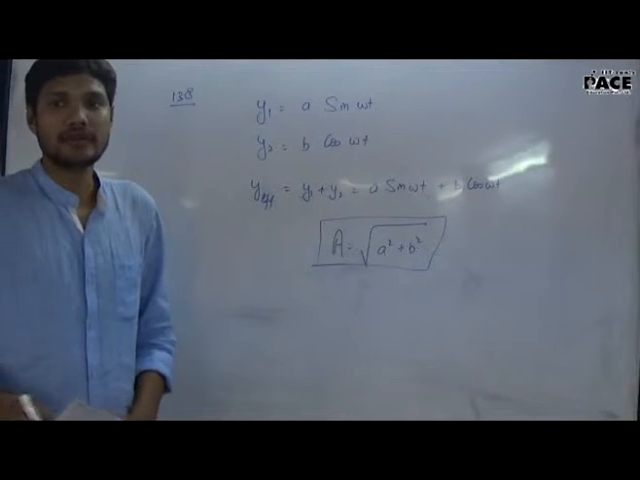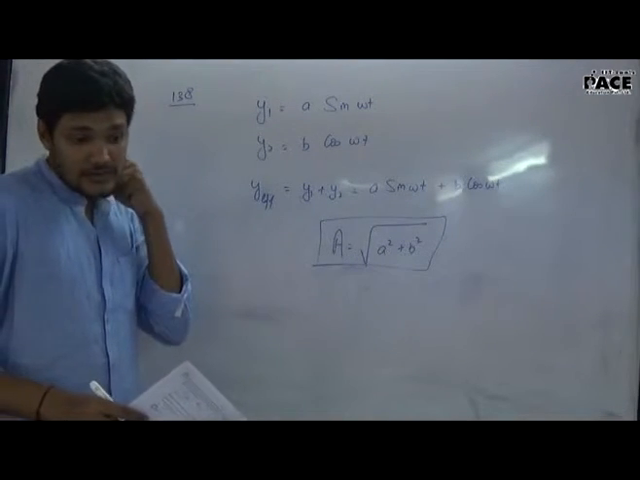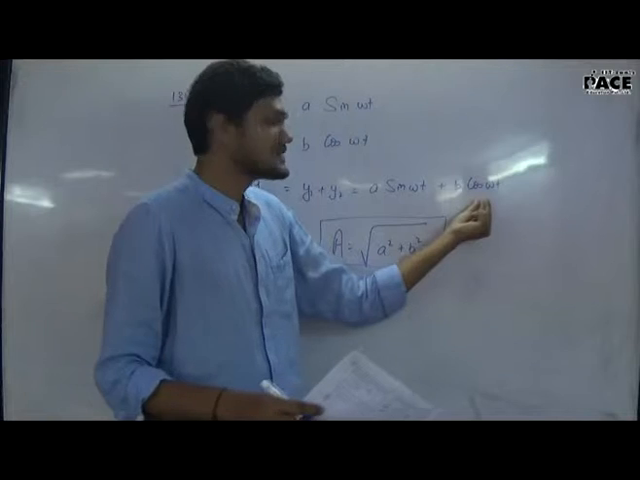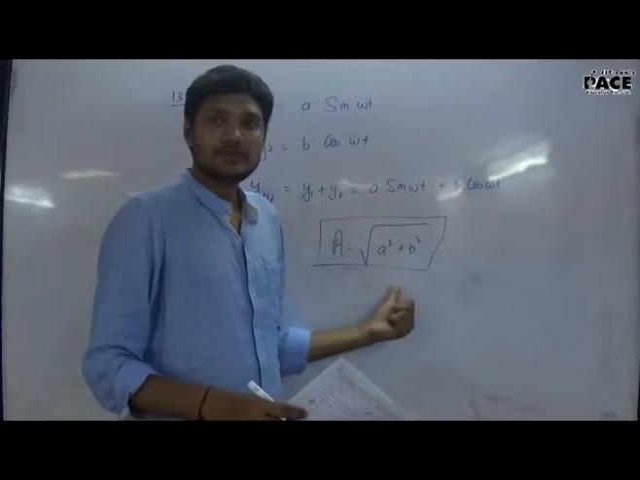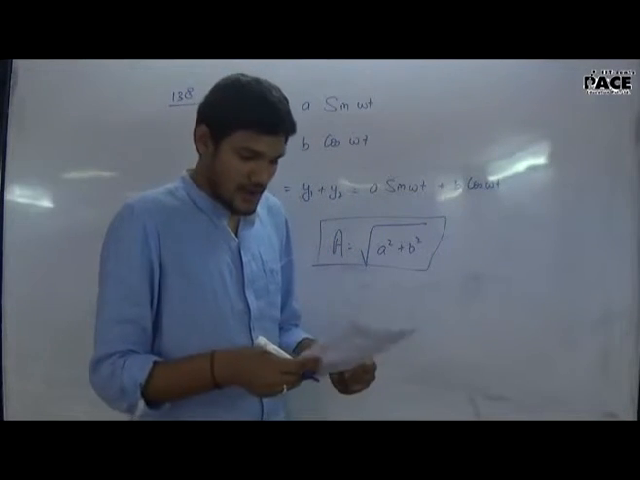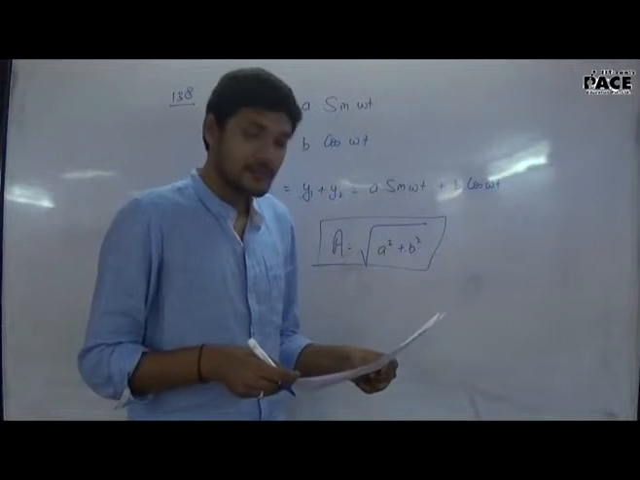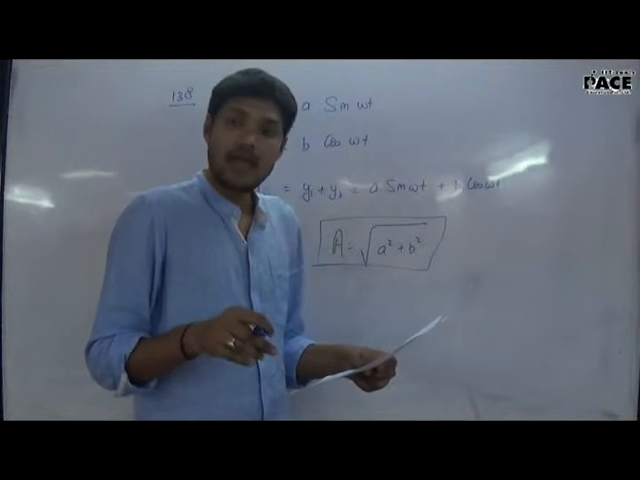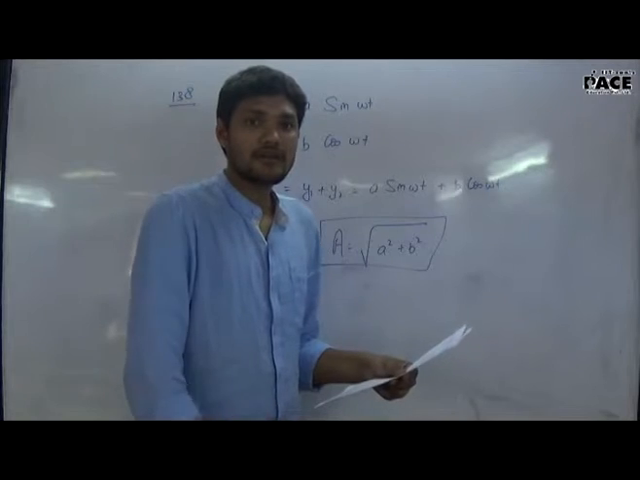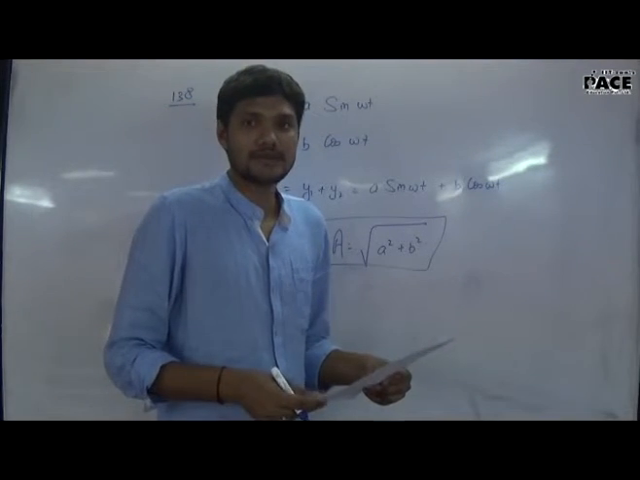Whenever two sinusoidal waves are interfered in such a manner, the amplitude comes out to be root over a square plus b square. So option 2 seems to be correct, because it says it's a simple harmonic motion with an amplitude of root over a square plus b square.